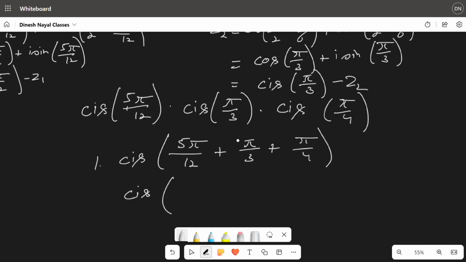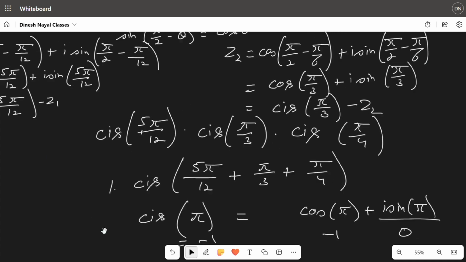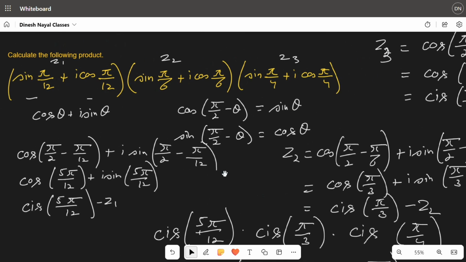Now see, we can use a calculator to get the value of this. Actually, this is cis pi. And you know what cis pi is? Cis pi is minus 1, which we have already discussed in the previous video, because this is cos pi plus i sin pi. We know that sin pi is 0, and cos pi is minus 1. So cis pi is minus 1. Hence, the product of these complex numbers Z1, Z2, Z3 is minus 1.